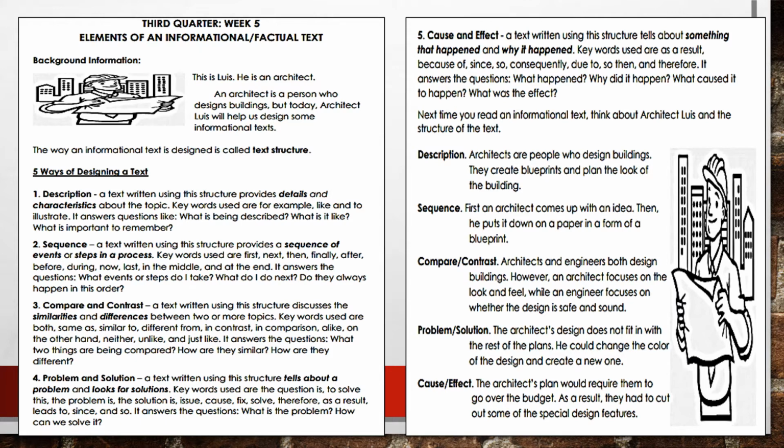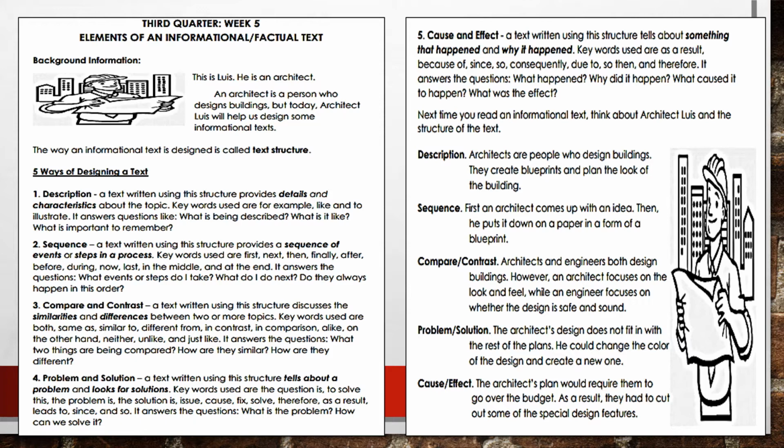Now let's go to the next page of your module. Number 5, cause and effect. A text written using this structure tells about something that happened and why it happened. Keywords used are as a result, because of, since, so, consequently, due to, so then, and therefore.